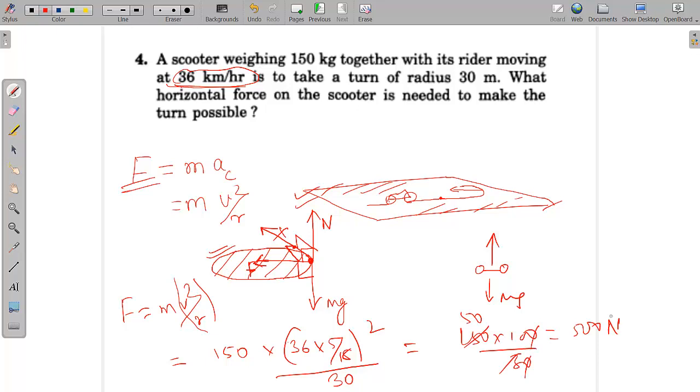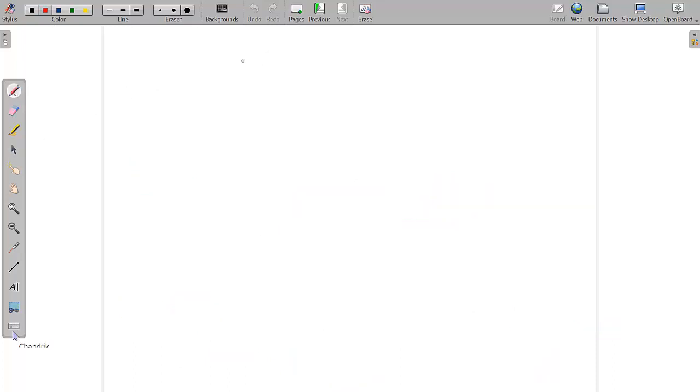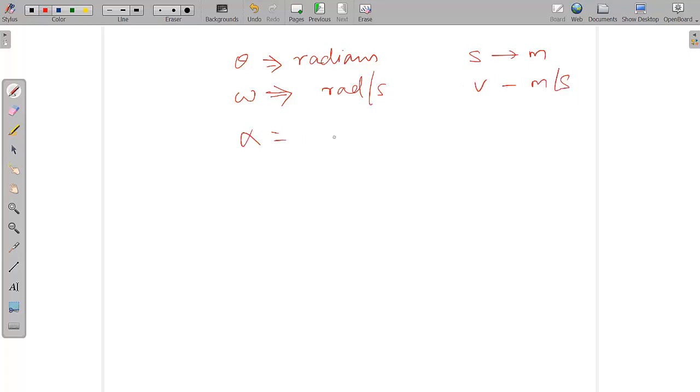One thing is this: whenever we are talking about theta and omega, theta will be given to you in radians. Radians are the angles. Theta is the angular distance, no? So this will be given in radians, meaning angle, degrees and radians. And omega will be given in radians per second. Like s was given in meters, so v was given in meters per second. Similarly, angular acceleration will be given in radians per second square. Here the acceleration was given in meters per second square.